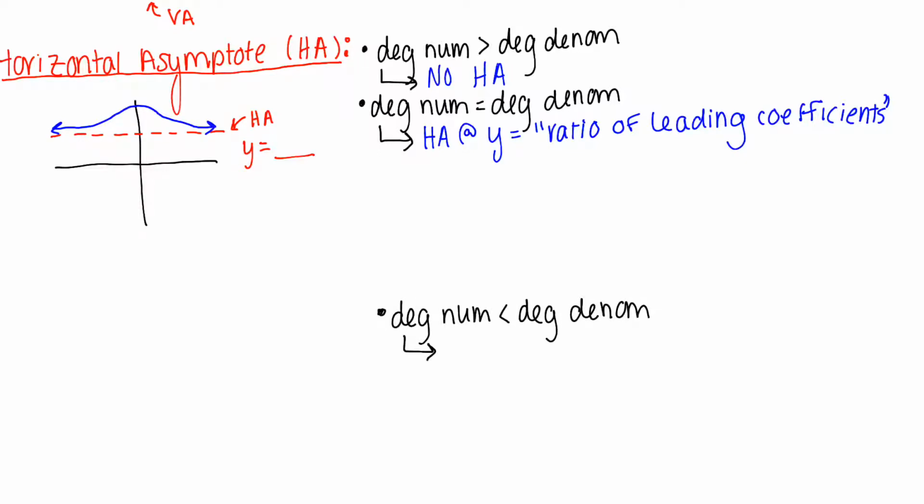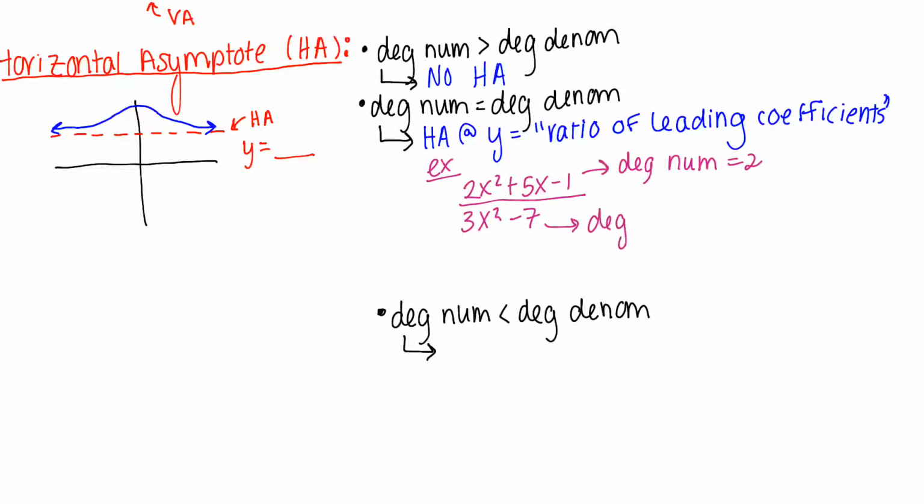All right, so as an example, if I had 2x squared plus 5x minus 1 all over 3x squared minus 7, the degree of the numerator and the degree of the denominator are the same. So the degree of the numerator is 2 because that's the highest power. And the degree of the denominator is also 2. So these are the same.